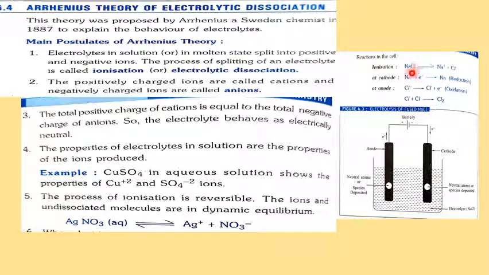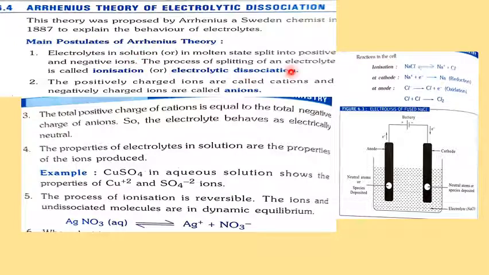Okay, listen, this is the electrolyte. The electrolyte is present in solution or in molten state. Suppose NaCl is dissolved in water, that is the NaCl solution. Otherwise, NaCl is taken in a liquid state or fused state, that is the molten state. If we take NaCl electrolyte, it dissociates into Na+ and Cl- ions. If we take any electrolyte, it dissociates into positive and negative ions. Electrolytes in solution or in molten state split into positive and negative ions.